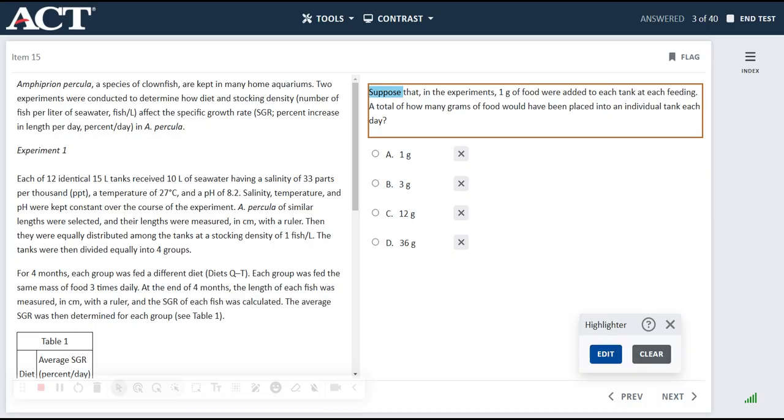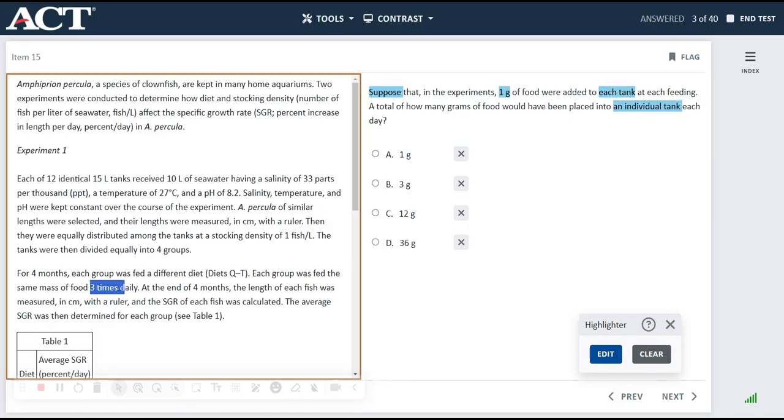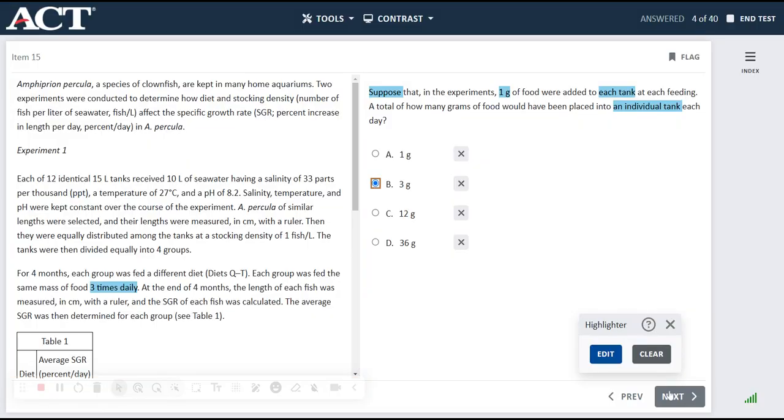Suppose, we just got to think a little bit, that in the experiment, 1 gram of food were added to each tank, I'll highlight that, at each feeding. How many grams of food would have been placed into an individual tank each day? Okay, so 1 gram, they were fed 3 times a day, and it doesn't matter how many tanks there were because we're adding to 1 tank. So 1 gram times 3 is 3, so your answer has to be B.